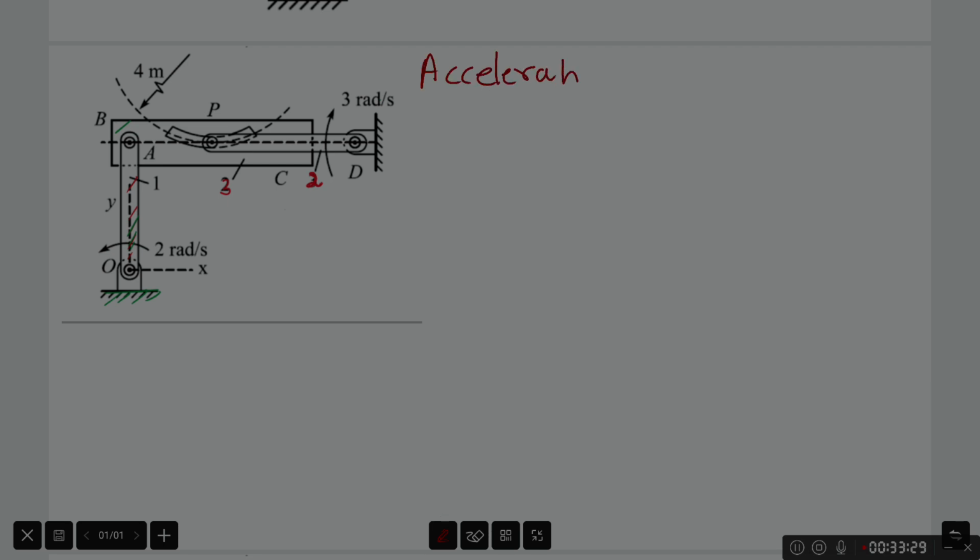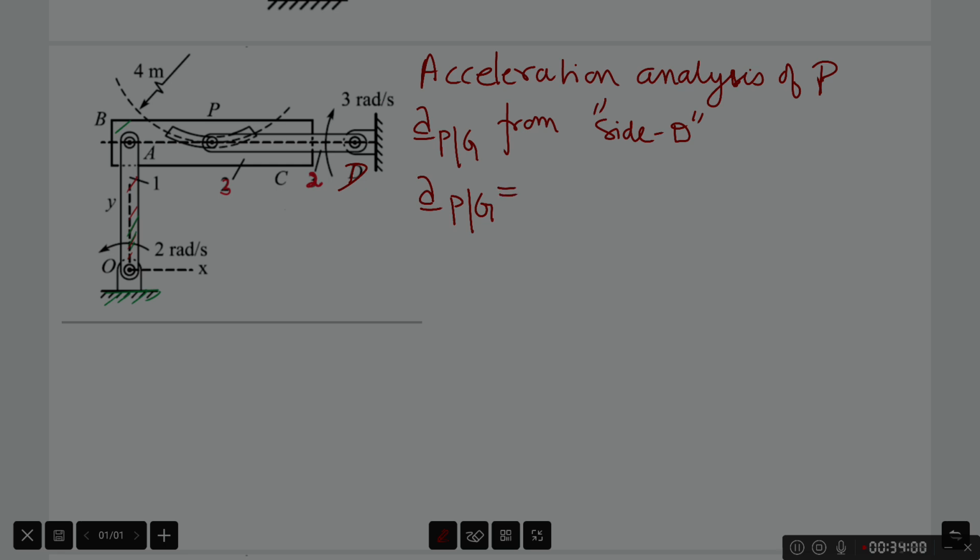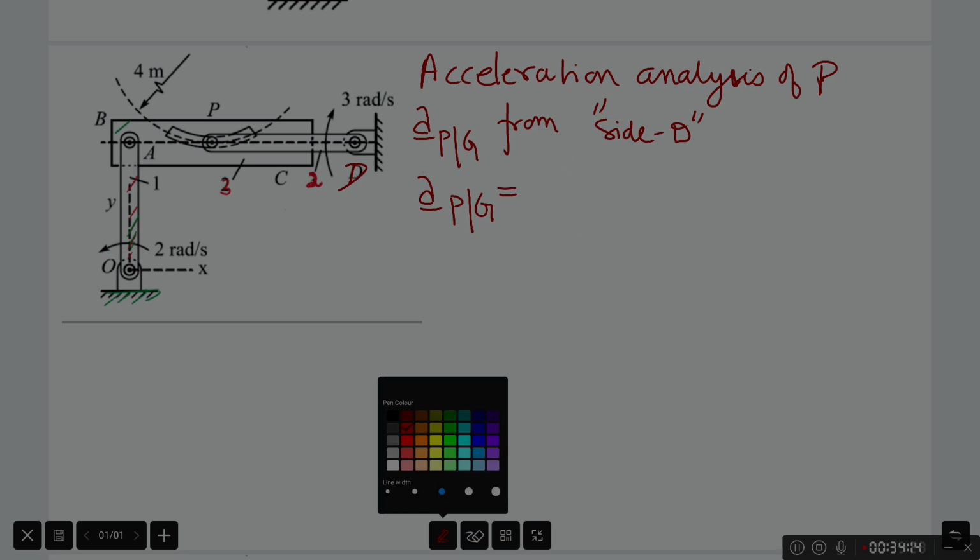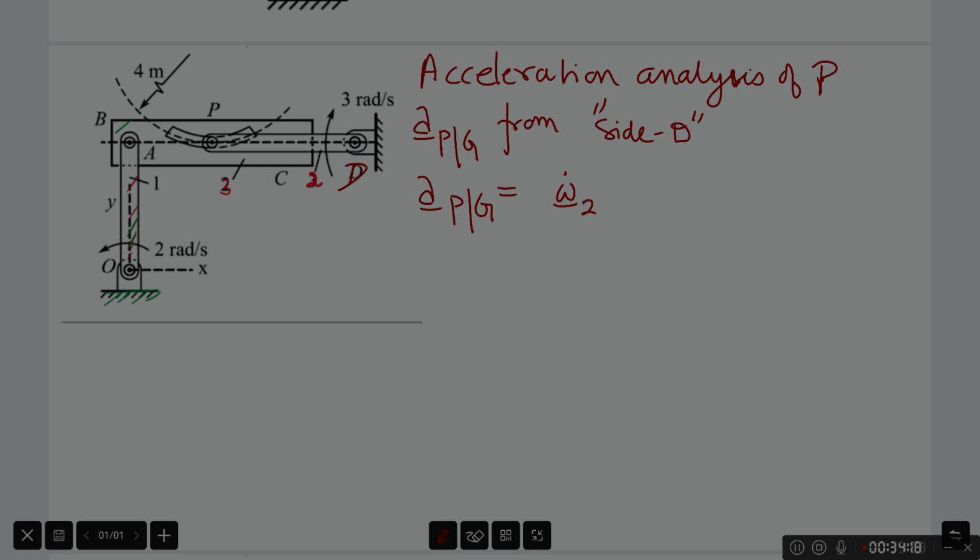Acceleration analysis of P. Acceleration analysis involves first writing APG from side D. What is the acceleration of point P with respect to g from side D? This is what it is going to be.